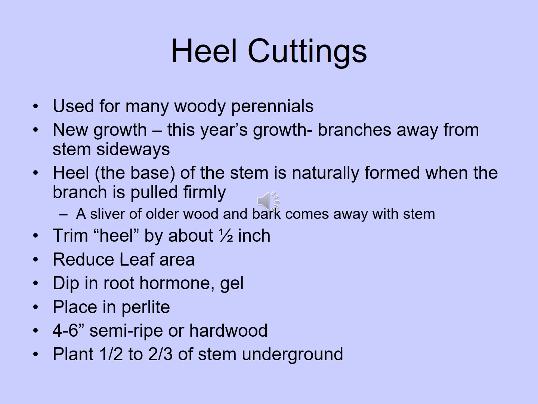Use about a 4 to 6 inch semi-ripe or hardwood cutting and plant about 1/2 to 2/3 of the stem underground. So this bottom half, once we get to reduce leaf area, that bottom list of the procedures is pretty much typical of most cuttings. The top part here is specific to heel cuttings. Sometimes heel cuttings are called pullings too, where you take a branch and you actually pull it off and it strips some of the bark at the bottom of that branch away. So you're getting some of the tissue in the bark from the parent branch, and then you cut that off part ways. That's a heel cutting.